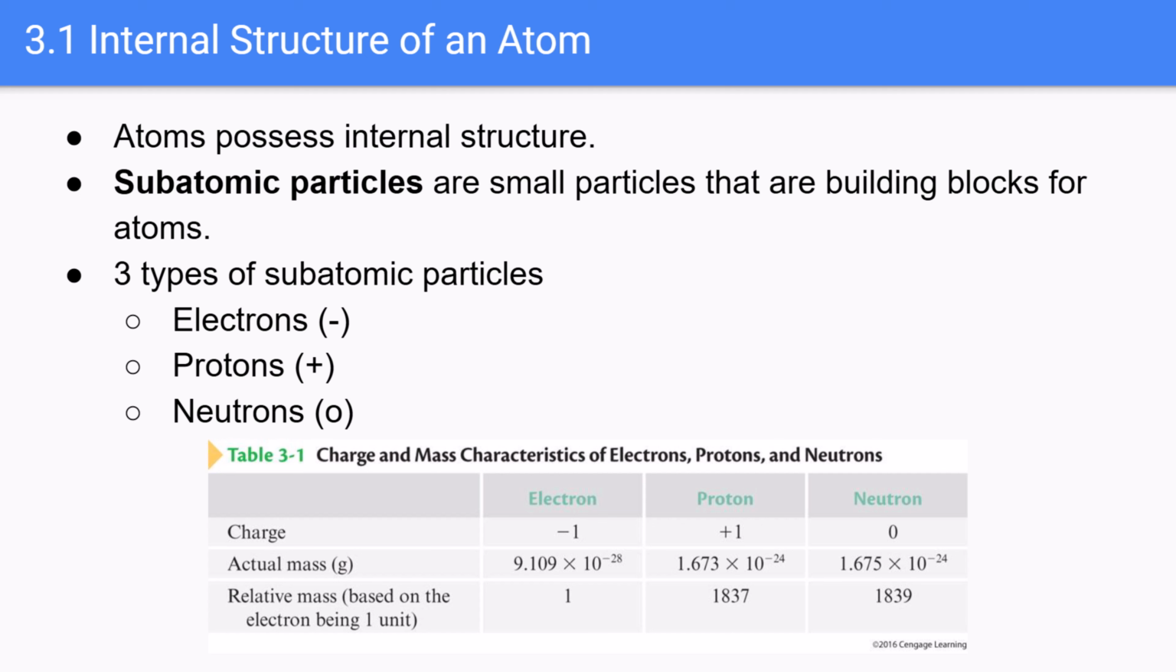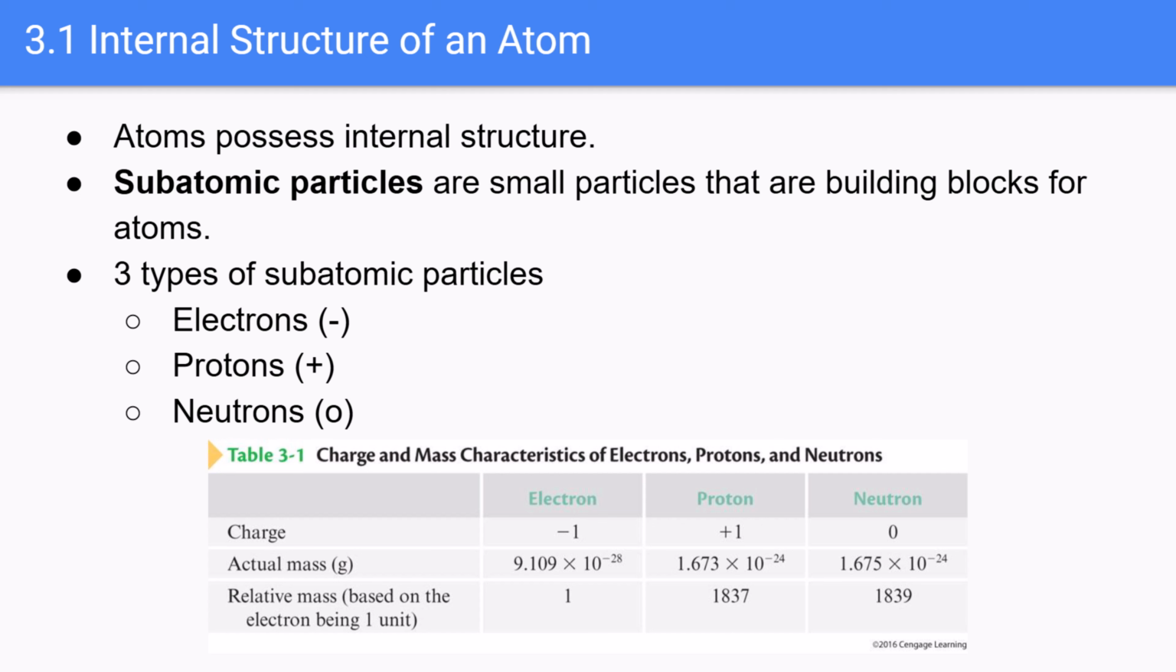And what I'd like you to take a look at down at the bottom is not only the charges, but the relative masses of each of these. An electron is significantly smaller in mass than that of a proton and a neutron. In fact, protons and neutrons are very, very similar in terms of mass to each other, but electrons are much smaller. If the mass of an electron is considered 1, protons and neutrons are nearly 2,000 times the size of an electron. So protons and neutrons are much larger.